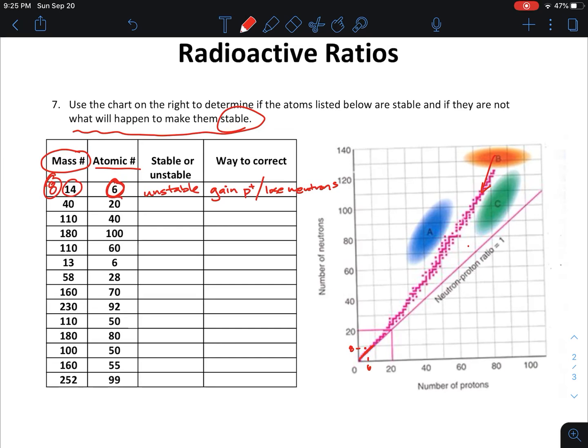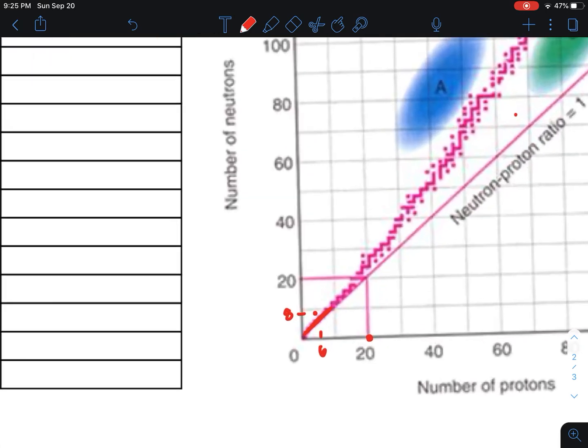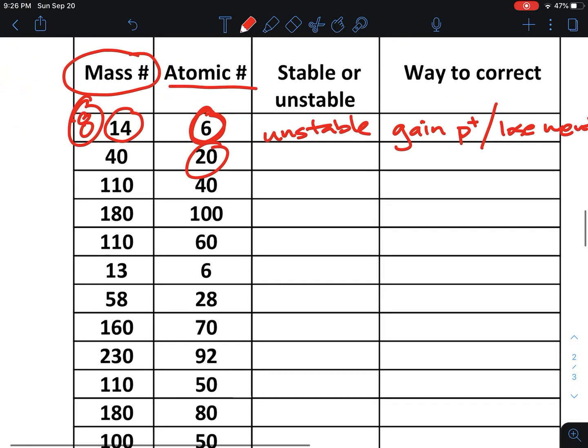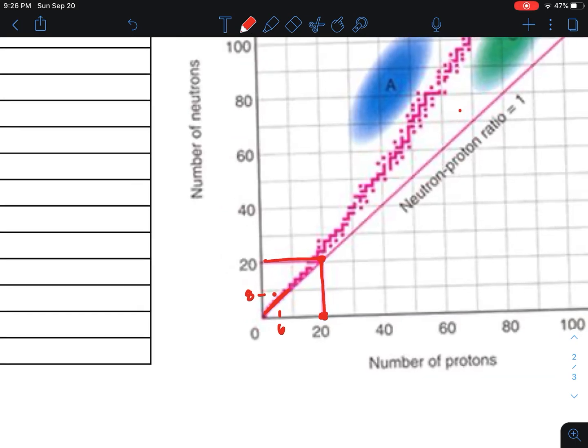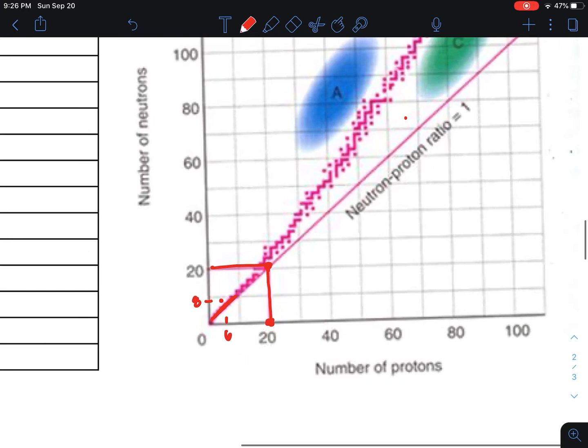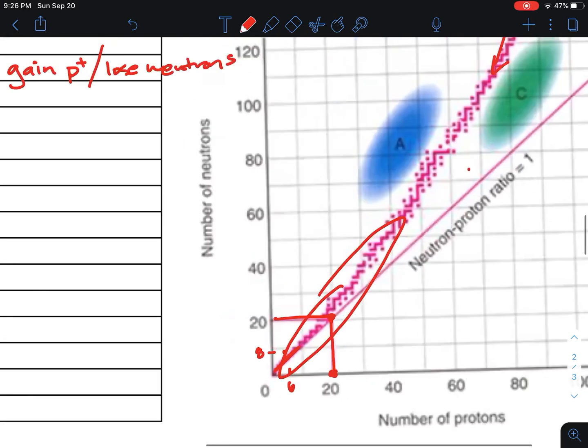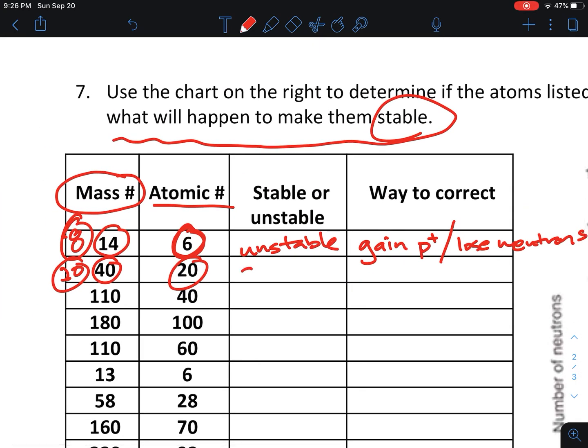If I'm looking here, I have an atomic number of 20. That would bring me down to this point here. I have the atomic mass, or mass number, of 40. So remember, protons plus neutrons gives you that, so you'd have 20 neutrons. So I'm at this 20 to 20 range. It's in that realm of stability, which is what all these dots, all these different isotopes, are representing. So for this one, I would say stable.